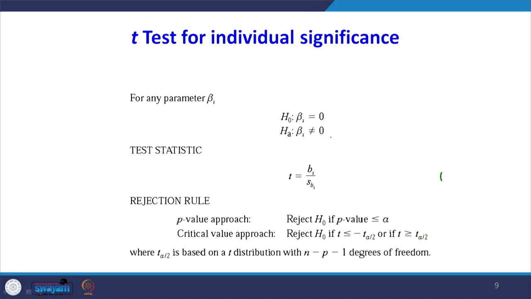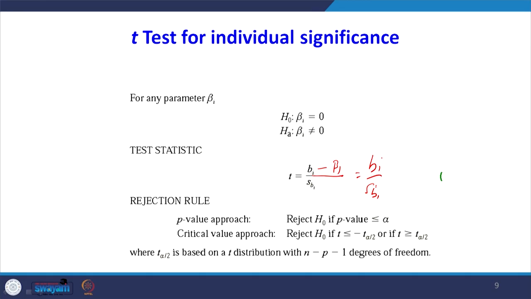Now we will go for the individual tests. For each variable, we will see whether that individual variable is significant or not. For any parameter beta i, H naught is beta i equal to 0, HA is beta i not equal to 0. The test statistic is bi divided by sbi. Actually, it should be bi minus beta i divided by sbi, but because we are assuming beta i equal to 0, the remaining is only bi divided by sbi.